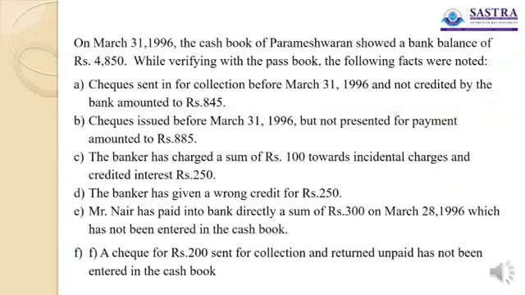See, it's a third illustration. On March 31, 1996, the cash book of Parameshwaran, a person, a trader, or owner of a particular firm, showed a bank balance of 4,850, but don't take it as the bank balance. It is the bank balance in the cash book. So, cash book bank column.